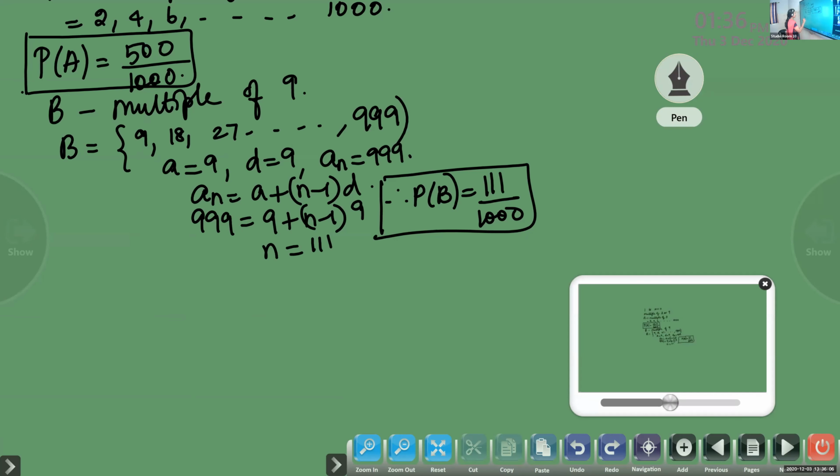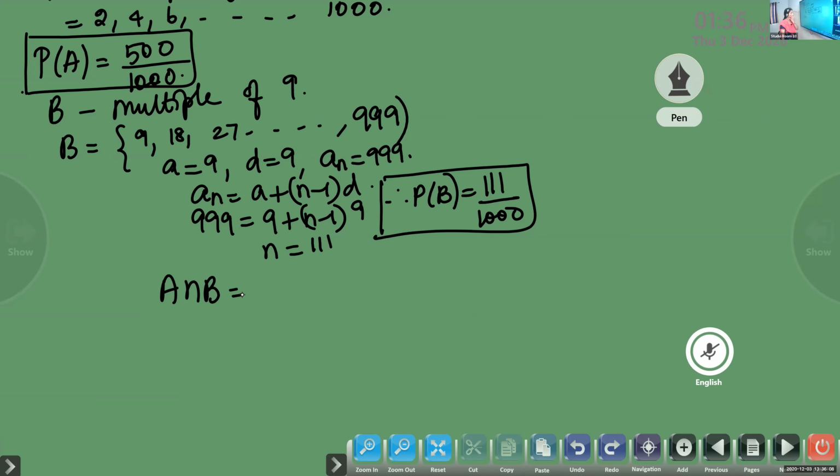Next, we have to find A intersection B. What is A intersection B? It is a multiple of 2 and a multiple of 9. Multiples of 2 and 9 means these are multiples of 18, isn't it? So 18, 36, etc. Which is the last multiple of 18 you will get, up to between 1 and 1000?